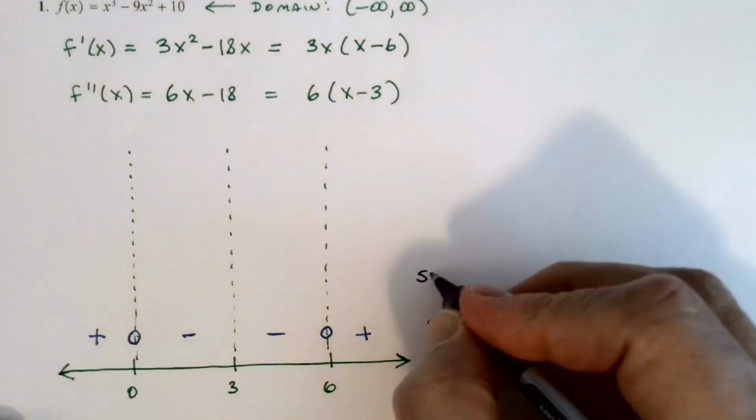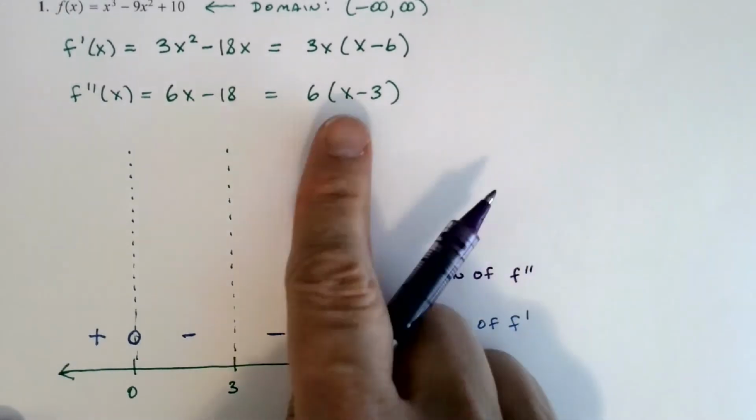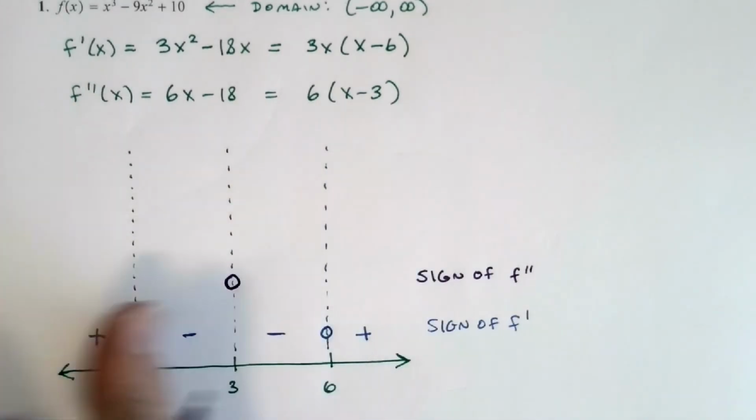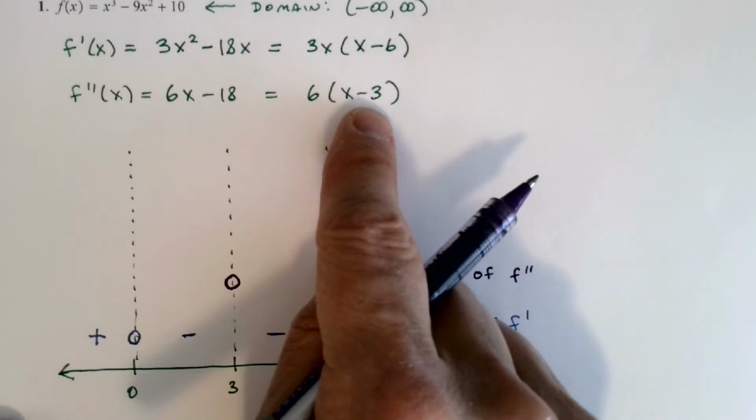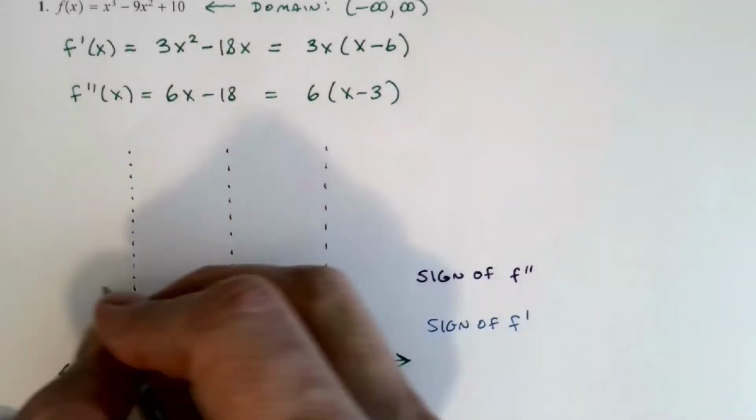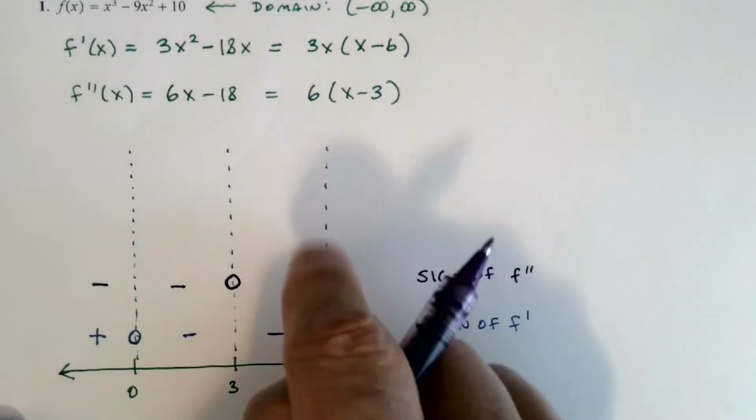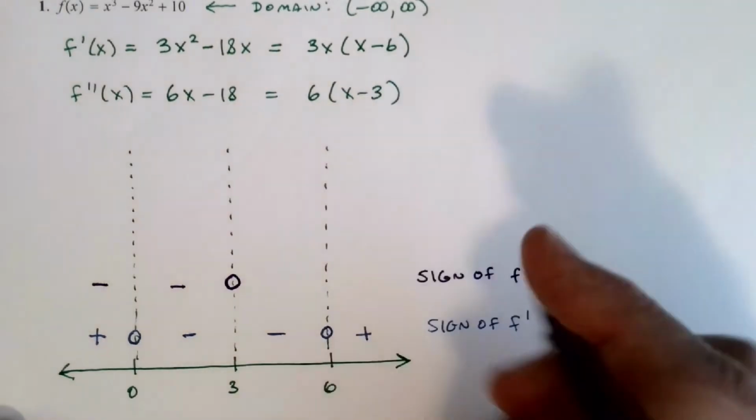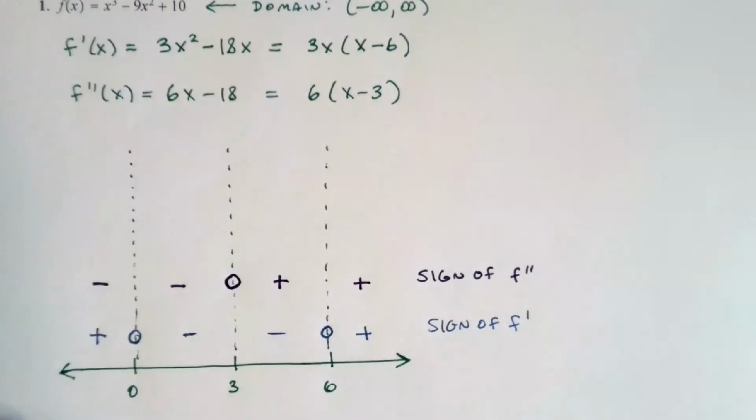If I then look at the sign of f double prime, of course again it's 0 at x equals 3, so let's put a big 0 for that. For values less than 3, if I plug in like 0, I get 6 times a -3, that's -18, so it's negative. So it's negative for values on these 2 intervals. And if I plug in something greater than 3, like 4, I get 6 times 1, I get a positive number. Second derivative is positive in these intervals. So that's just doing a sign check of both the first and second derivative.